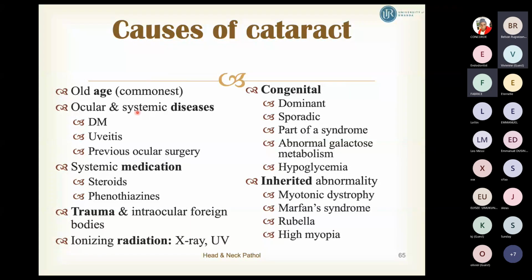So it can be congenital, meaning that there are some people who are predisposed to develop it, and this is transmitted in an autosomal dominant way. It can be sporadic, meaning no genetic component. It can be part of a syndrome. Abnormal galactose metabolism and hypoglycemia. Inherited abnormalities such as myotonic dystrophy, Marfan syndrome, rubella infection, which nowadays is vaccinated against, and high myopia.